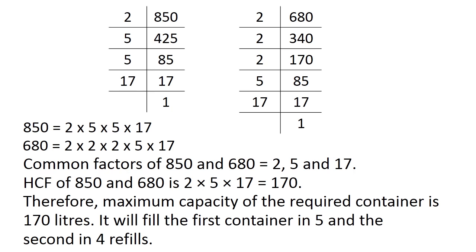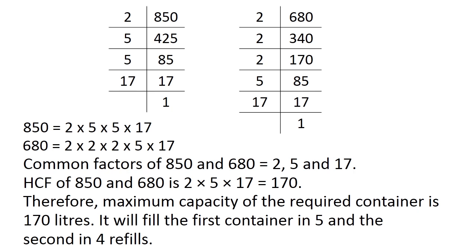Now 680. First you will start with 2. 2 multiply by 340, that is 680. 2 multiply by 170, that is 340. 2 multiply by 85, that is 170. 5 multiply by 17, that is 85, and 17 multiply by 1, that is 17.